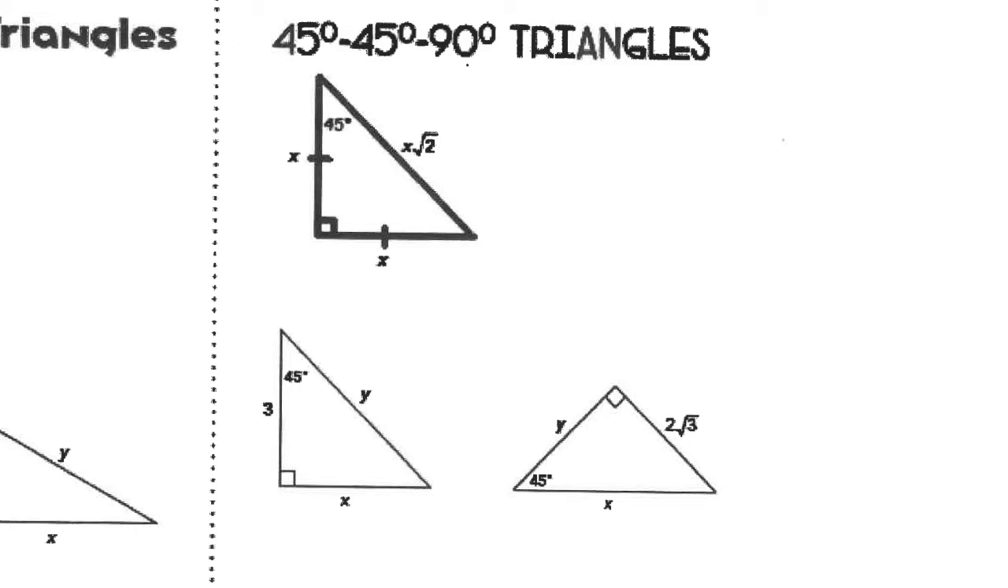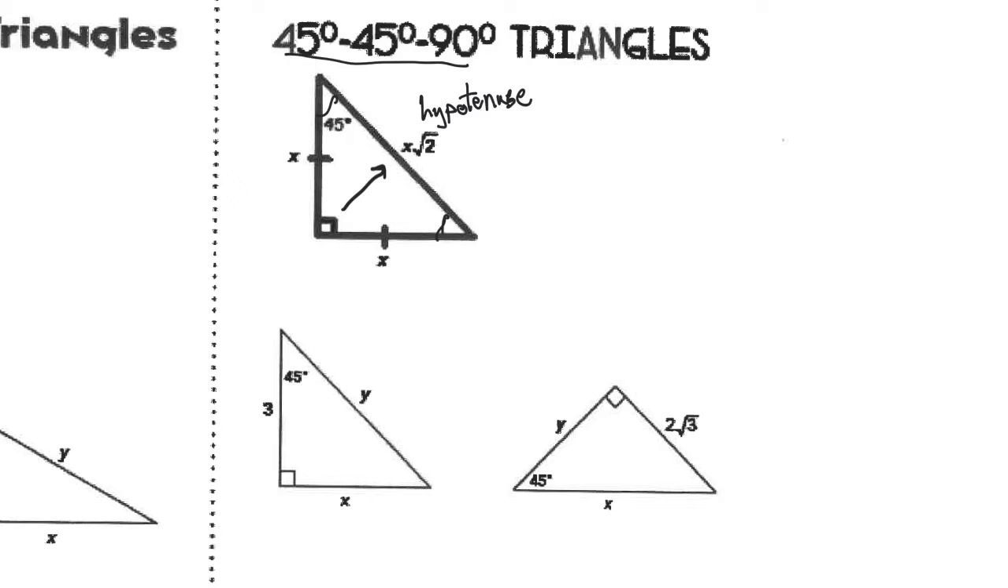45, 45, 90 triangles. I have two angles that are 45 degrees, and then you have that 90. This is our formula triangle up here. The hypotenuse is always across from the angle, so there's our hypotenuse. And the other two are exactly the same.